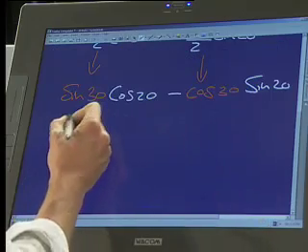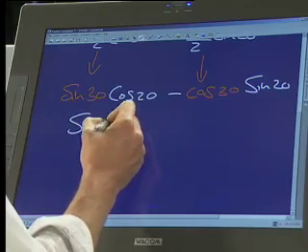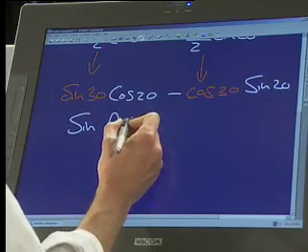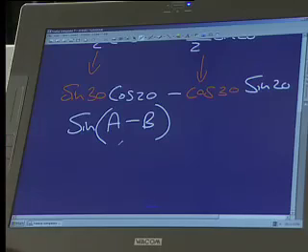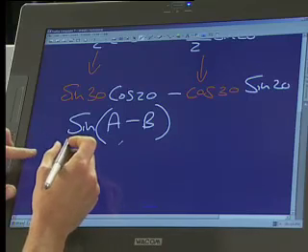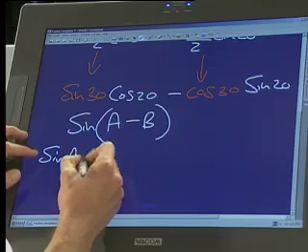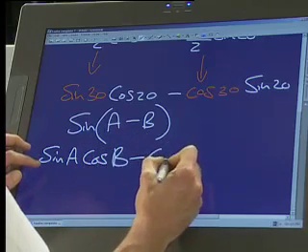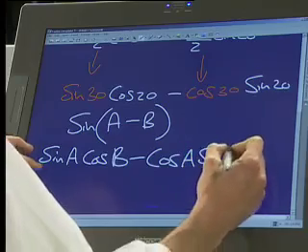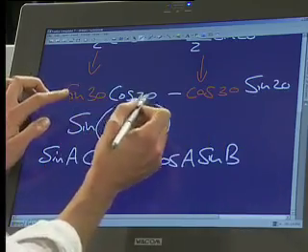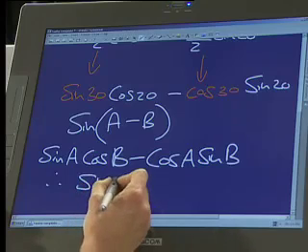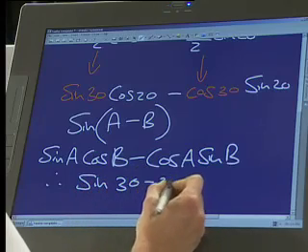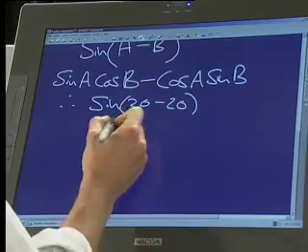It's the same as one of the formulas, but I can't remember which one. It's the same as sine A minus B. Be careful. What does sine A minus B become? Off the top of your head, Aletta, what does sine A minus B become? Sine A cos B minus cos A sine B. Correct. So if 30 is your A and 20 is your B, what does it become? It's sine 30 minus 20, which is sine 10.